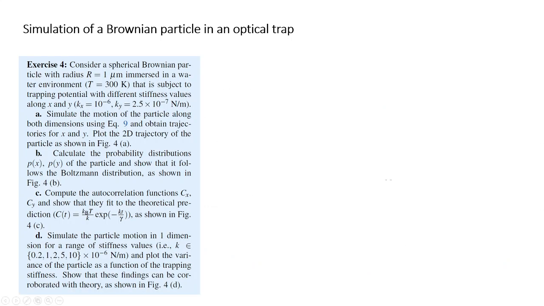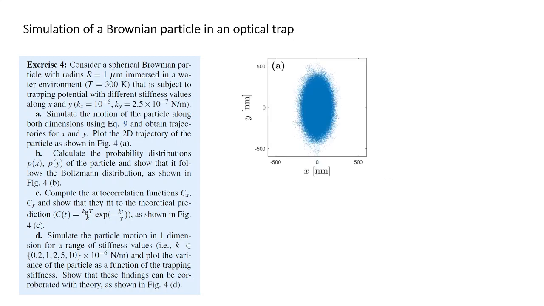Here is the text of the exercise. So we are going to simulate a Brownian particle that is optically trapped in 2 dimensions, and the stiffness values for each dimension will be different. The stiffness along x will be stronger than the stiffness along y. In the first part, you are going to derive the 2D trajectory of the particle and plot it, as a sample can be shown in this figure A here.